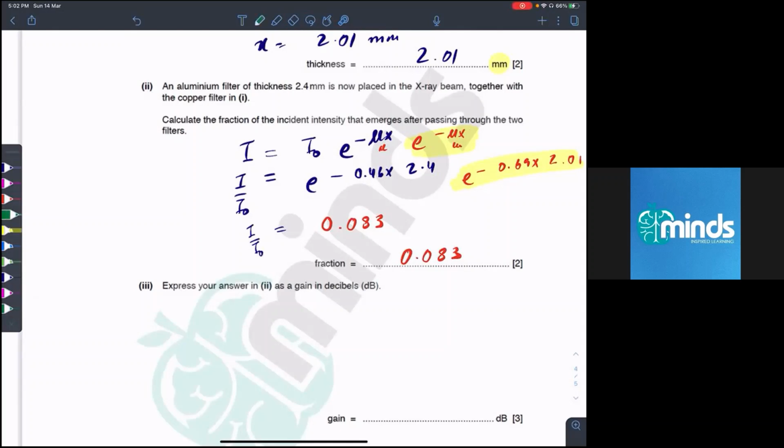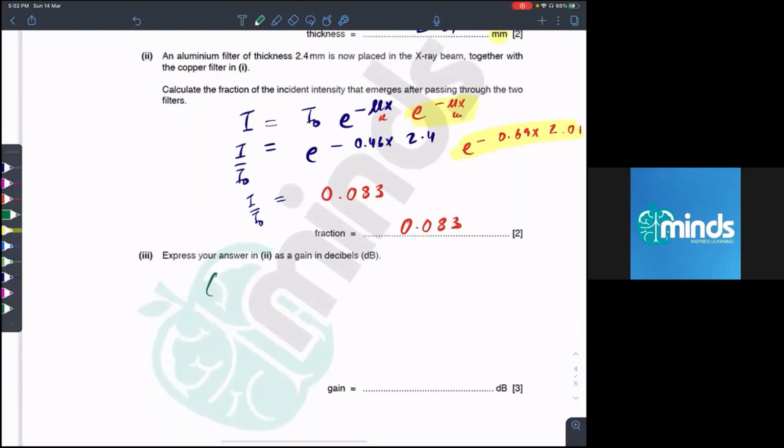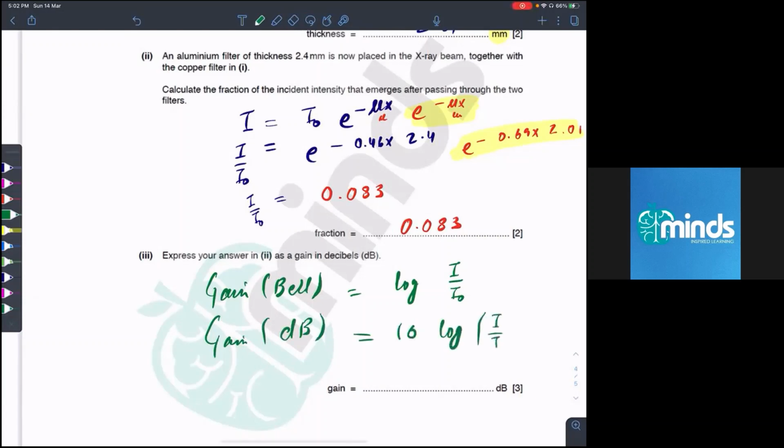Okay, let me complete the working. Bel is actually the unit of gain. If you need gain in bel, it is log of I over I naught. If you need gain in decibel, it is 10 times log of I over I naught. So I over I naught we already know is 0.083. Take the log of it and multiply by 10.